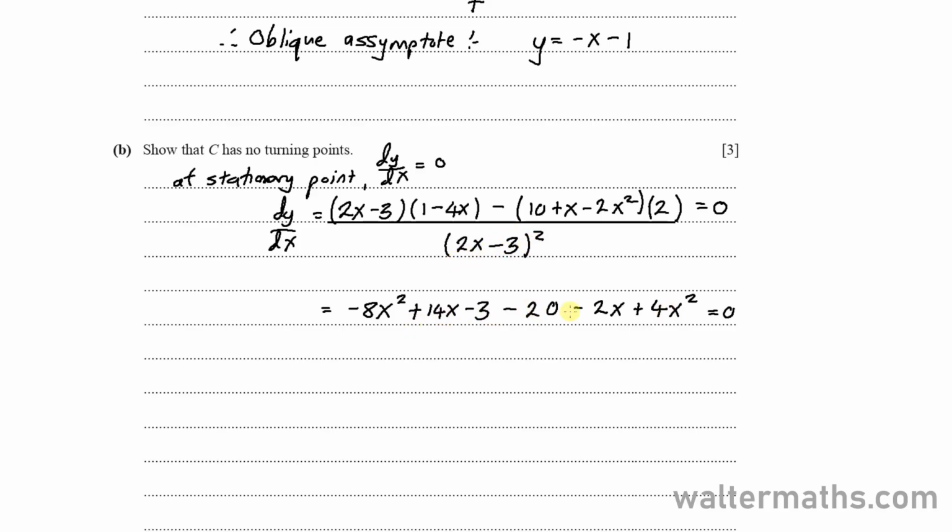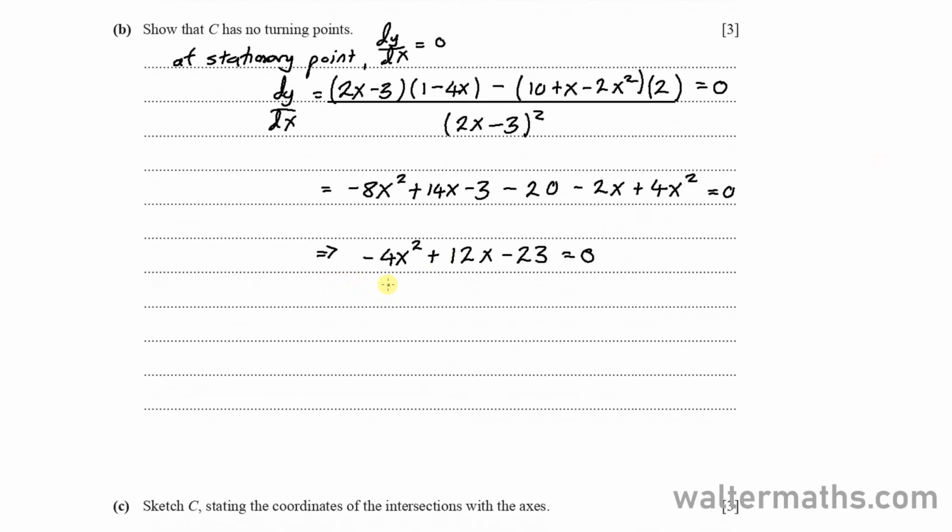So let's simplify it from here. So we'll be having, for the terms in x squared, minus 8x squared plus 4x squared, which is minus 4x squared. And 14x minus 2x is plus 12x. Then we have minus 3 minus 20, which is minus 23, and that's equal to 0. And this can be rewritten as 4x squared minus 12x plus 23 equal to 0 by multiplying both sides by minus 1.